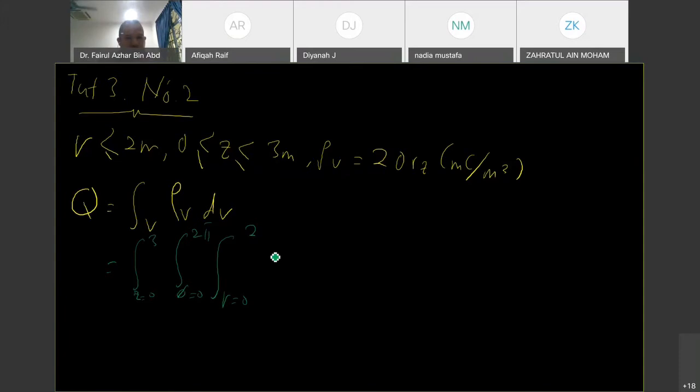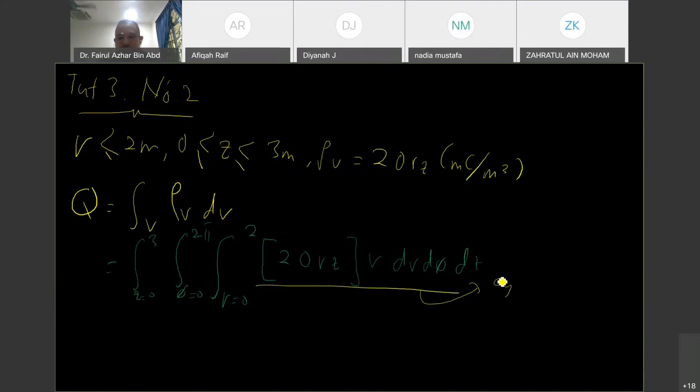And then we put the equation here, 20 Rz, and dv is equal to R dr d phi dz. The expression for dv is this because we are dealing with a cylindrical coordinate system, referring to the shape of that particular volume.